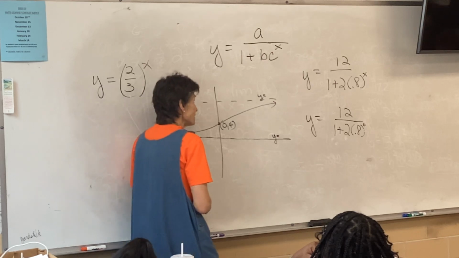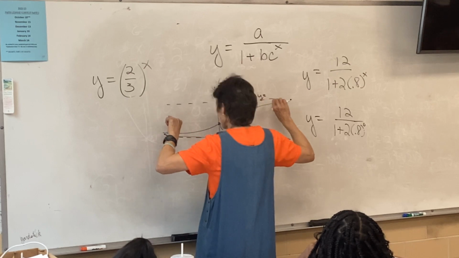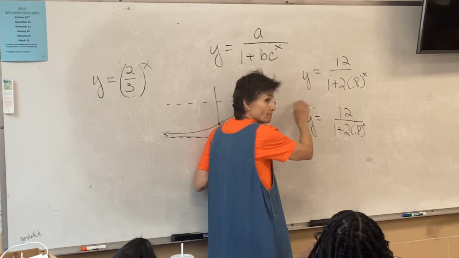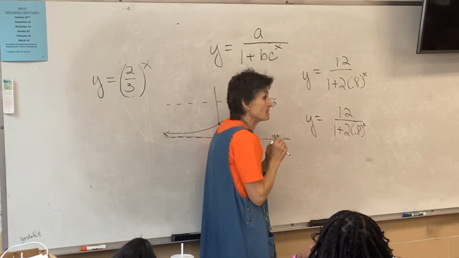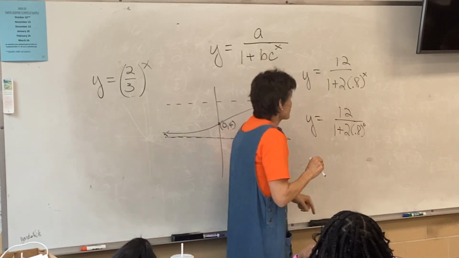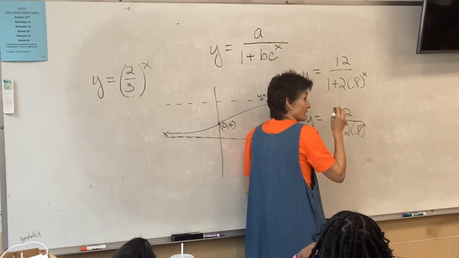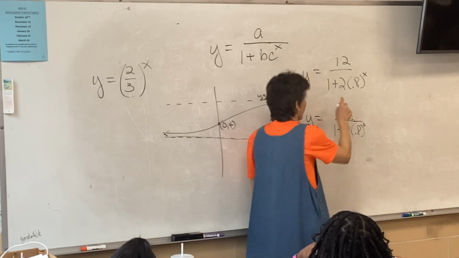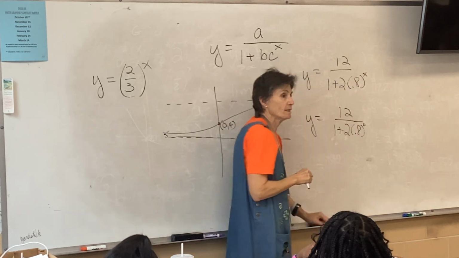Now, to find the asymptotes, would you agree the asymptotes are like the end behavior? This is going up, but it's getting closer and closer to something. That would be the end behavior. And end behavior, remember, happens as x gets really, really big. So I want you to think about this for a second. X is getting really, really big. What happens to 0.8 when you raise it to a really big power?